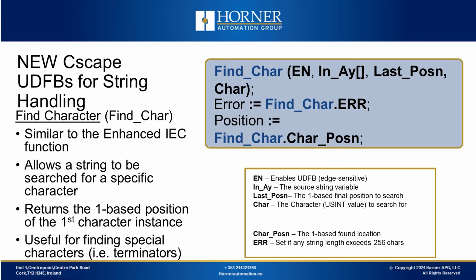This could cause a loop problem in our function, so we have this last position input variable as part of this UDFB as a safeguard to make sure that if the character we're looking for isn't in the string, we will get returned a -1 as the position and avoid causing an exception error. For example, if we have a string that is 32 characters long, we would set the last position to a value of 32 to ensure that the function would never check beyond the 32nd location.